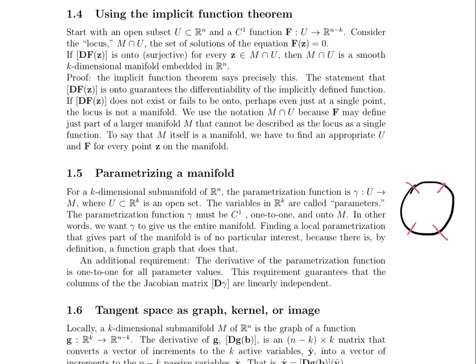Segue. Okay, we're now talking about the tangent space as a graph, kernel, or image. So when we look at a manifold like the unit circle and we say, hey, there's this point here, what is the tangent space there? Well, it's going to be the tangent line that touches that particular point.